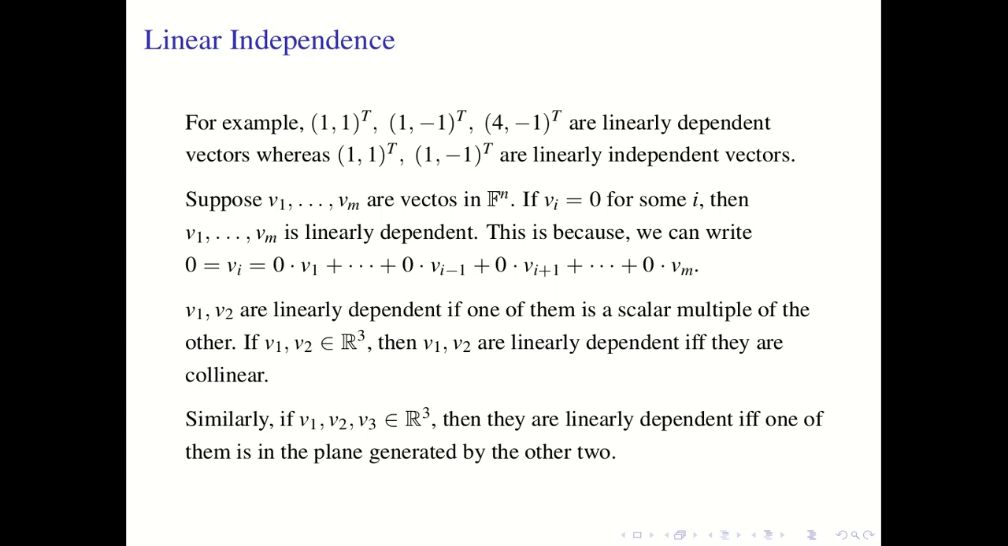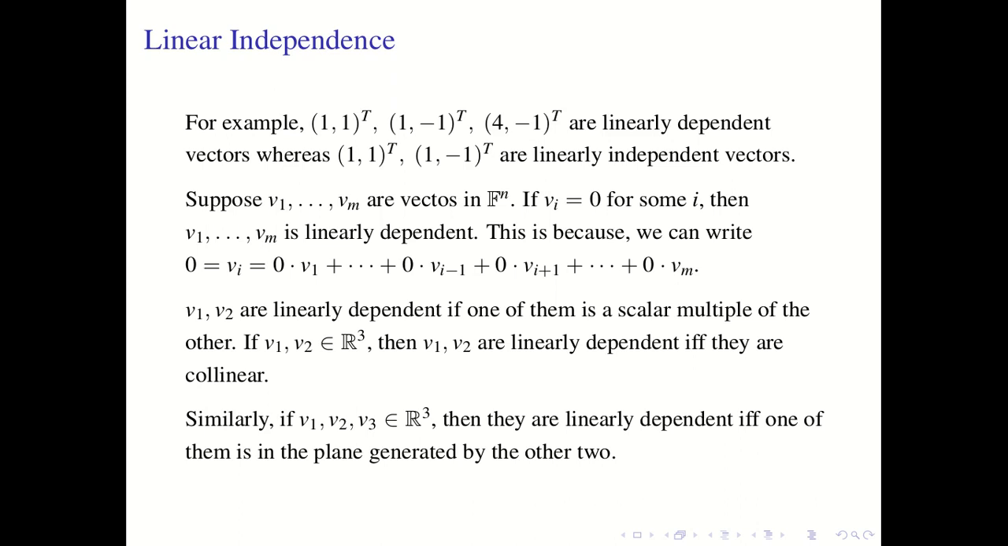Now if you take two vectors v1 v2, they are linearly dependent if one of them is a scalar multiple of the other. Think of this in R2 or R3. Two vectors are linearly dependent if one is a scalar multiple of the other. Or in other words, both of these are collinear.